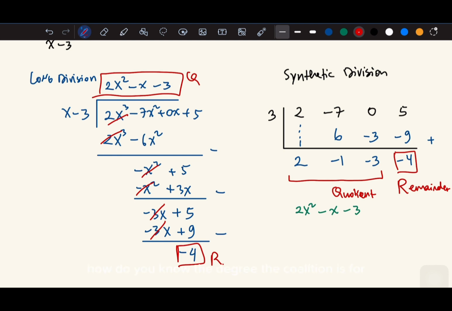Wait, sir, how do you know the degree of the coefficient? So do you just bring it down one degree? For example, 2, negative 1, negative 3. How do you know that the degree for the coefficient 2 is x squared? Yeah, so if we have 1, 2, 3 terms, we have the quadratic function. If we have only 2, it will be linear, right? If we have 3, it will be cubic, and so forth. They basically go in order. Yes, basically we go in order.